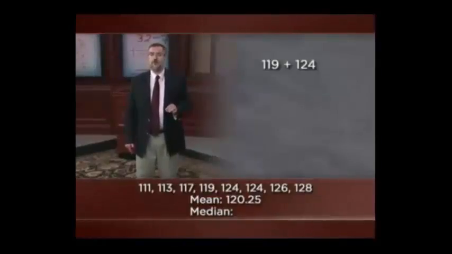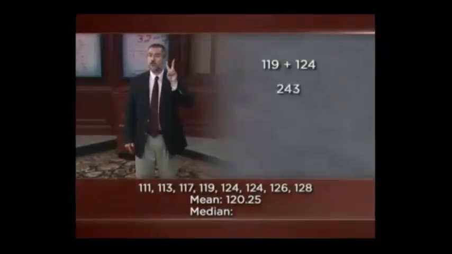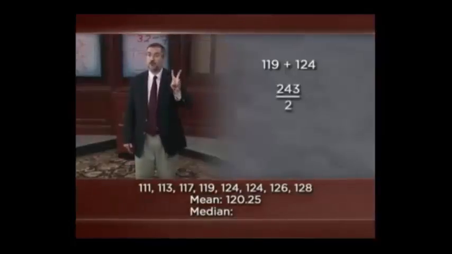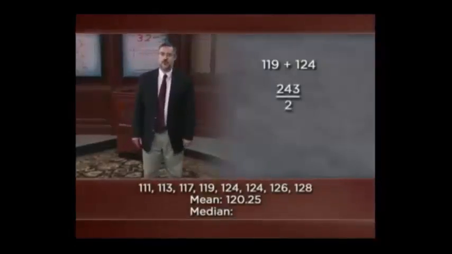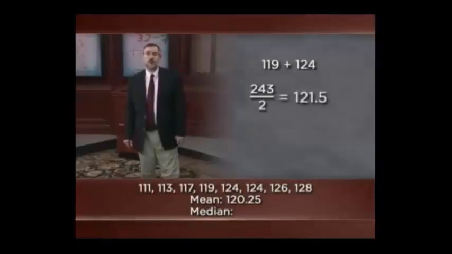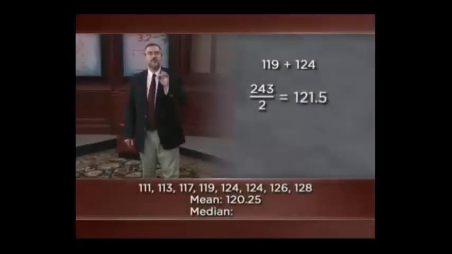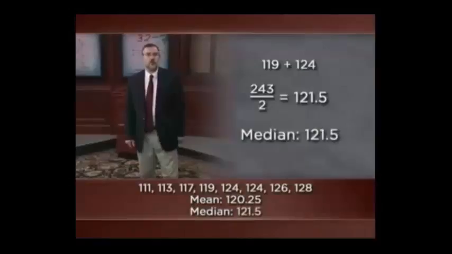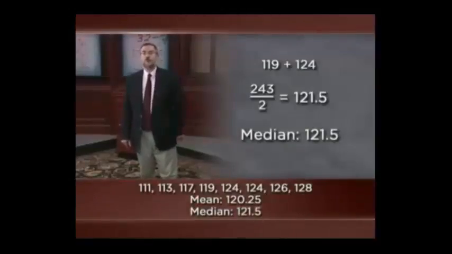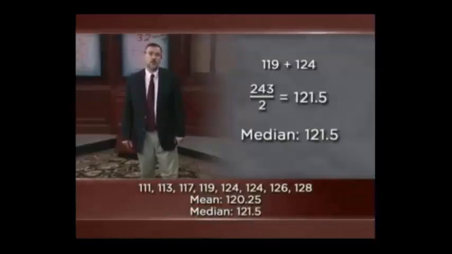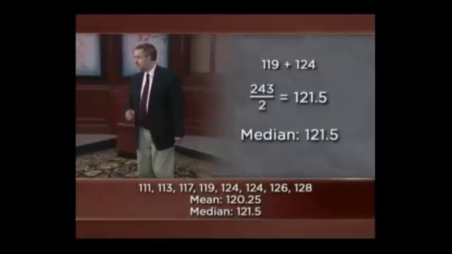That gives me 243. I then divide by 2, because I'm taking the average of 2 numbers, and 243 divided by 2 is 121.5. So the median is 121.5, which is, by the way, relatively close to the mean, which we found a few moments ago, 120.25. Now, third, what's the mode of this list of data?